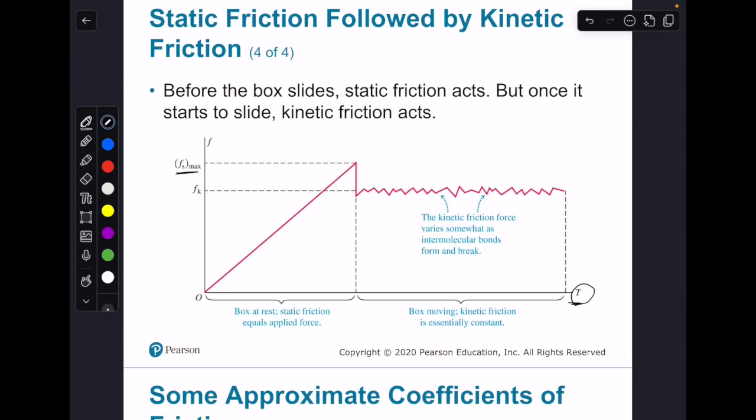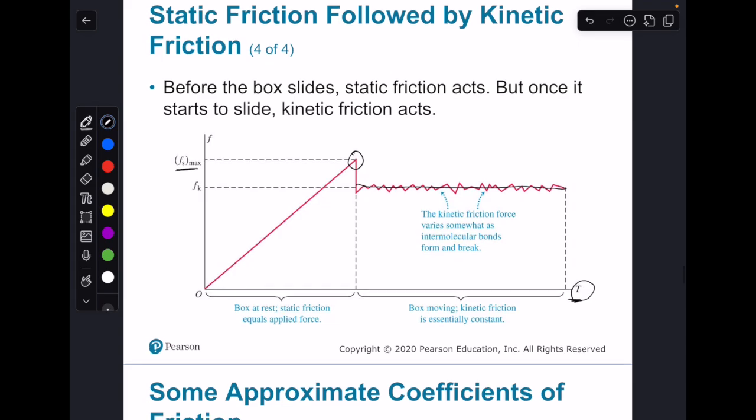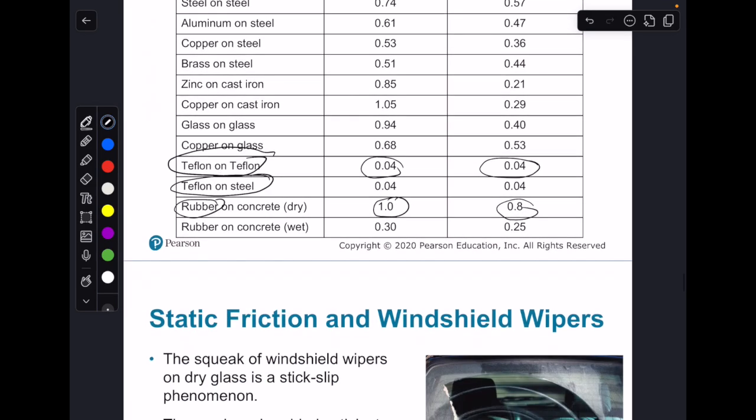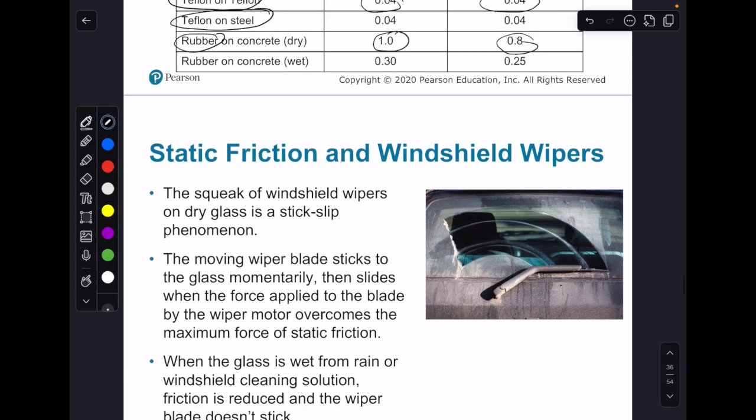However, the kinetic frictional force is going to be a constant value. This is roughly constant. And it does not necessarily depend on the strength of the pull because it's already moving. The box is already moving. And the other thing to note is that the magnitude of the kinetic frictional force is always going to be smaller than the maximum static frictional force. So we looked at some materials and their coefficients.